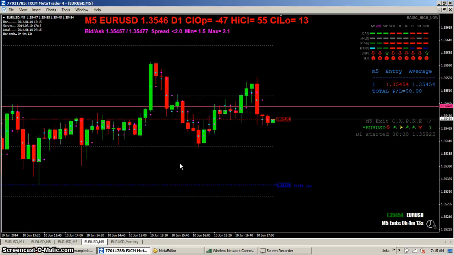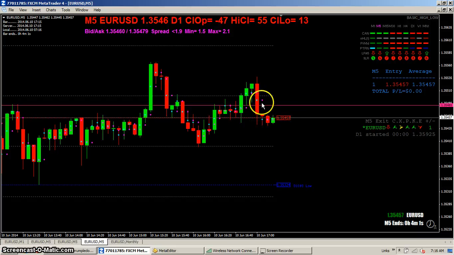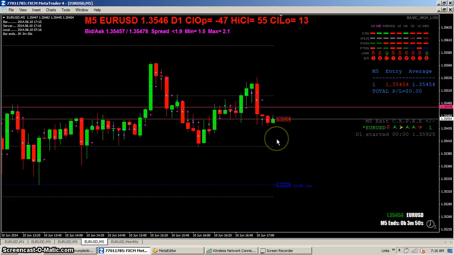For example, this magenta dot, this aqua dot, you see it's at the same level. This was this candle's middle. This is the previous candle's middle. So here, so long as price stays under these dots, the previous candle middle dots, I'd want to stay short. But if it closed above, then it's time to exit.